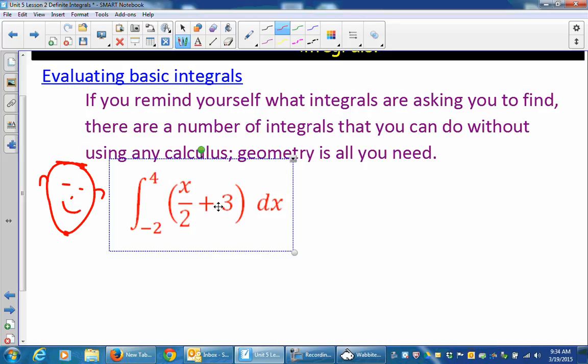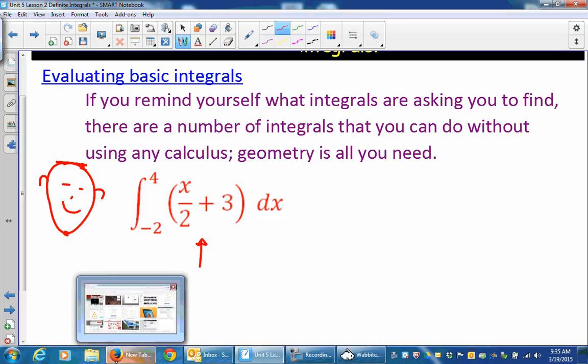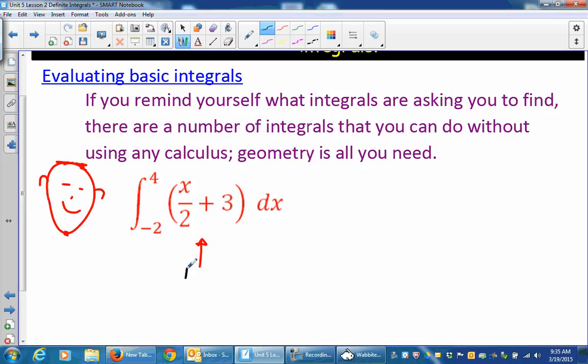What kind of function is this? Linear. It's a linear function. How is this a linear function? There's a slope. All right, what is the slope? 1/2 x plus 3. Is that easier to see like that? Yeah, kinda.